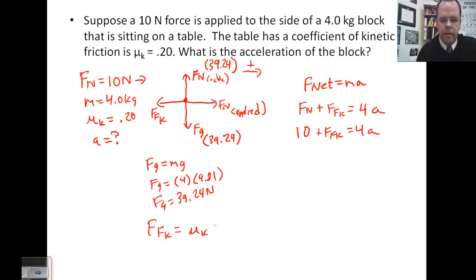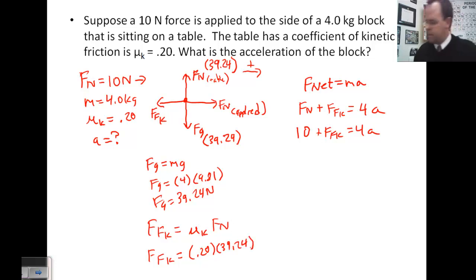We know frictional force is the coefficient times the normal force. So now that we know the normal force, we can solve for the frictional force. 0.20 times 39.24, which comes out to 7.85 newtons. So the frictional force is 7.85 newtons, and it's going to the left, so it needs to be negative.